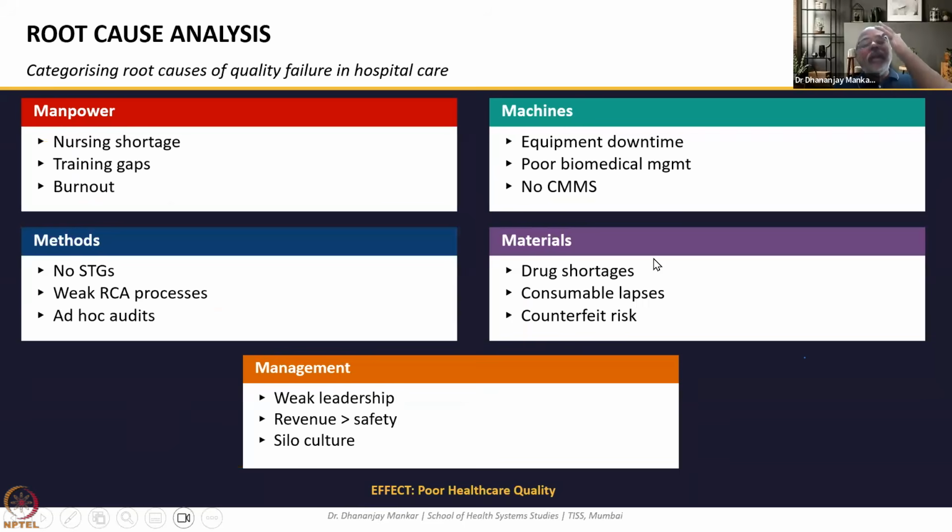The root cause analysis, particularly over here, has given some categorizing responses, which is more like what we need to do when we come across an issue of quality failure in hospital care. Here, particularly, the major reasons pointing towards human resource, particularly manpower, are nursing shortage as a major reason, training gaps, which is very common in all the threads that we have discussed till now, and burnout among healthcare workers. If we point towards these three major issues, you will get better solutions to deal with them.